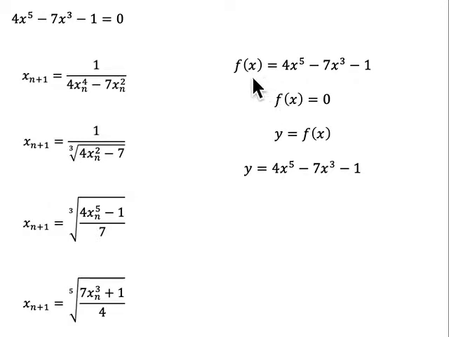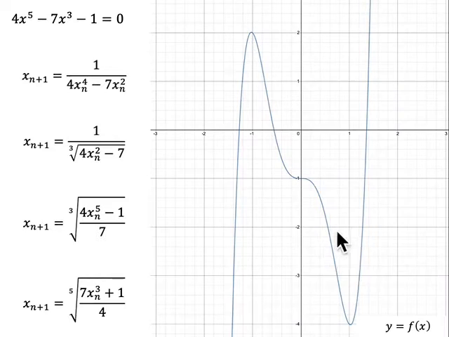Remember that we tend to write things with f of x, so we'd at some point in this question have defined f of x to be this side, and so what we're trying to do is solve f of x equals 0, which is the same as this equation up here. So let's just quickly look at the graph of y equals f of x, or y equals this quintic, to see how many roots it's got and whatnot.